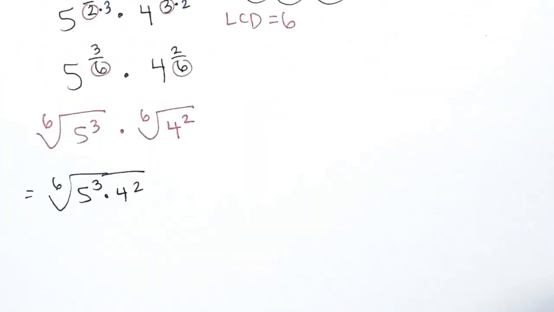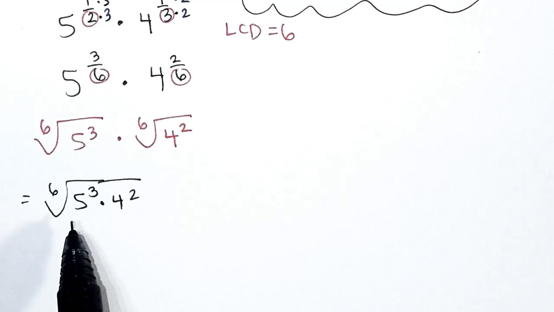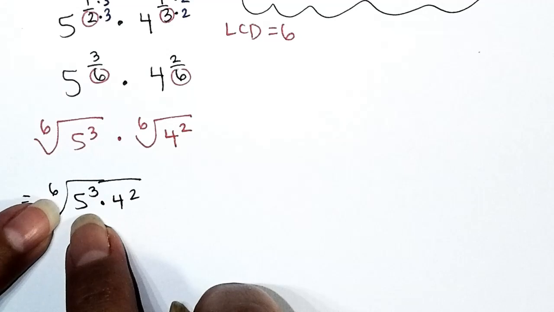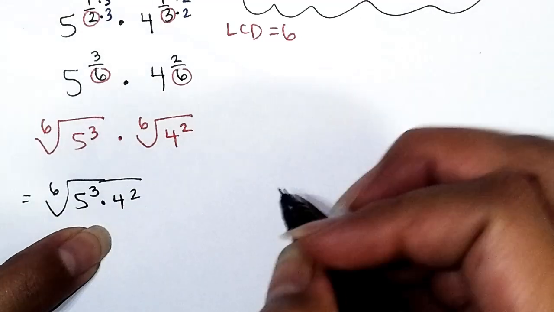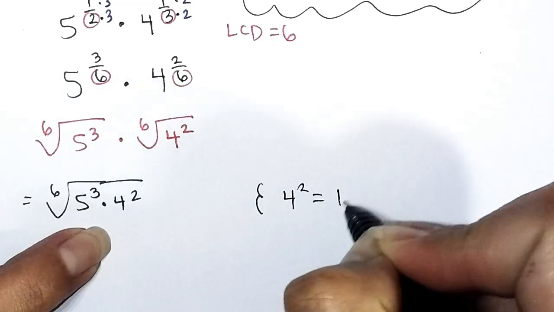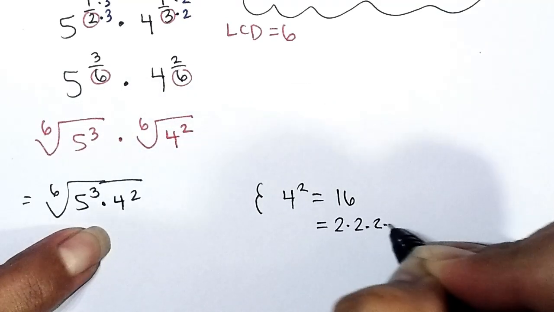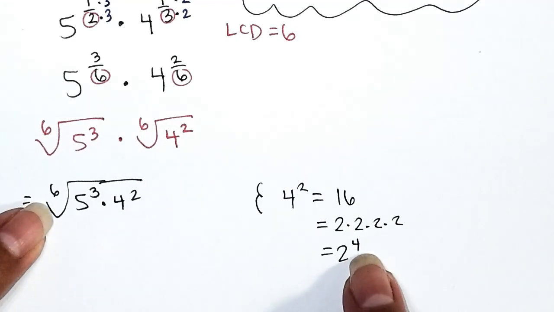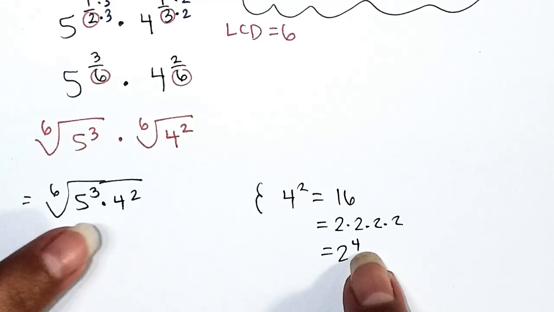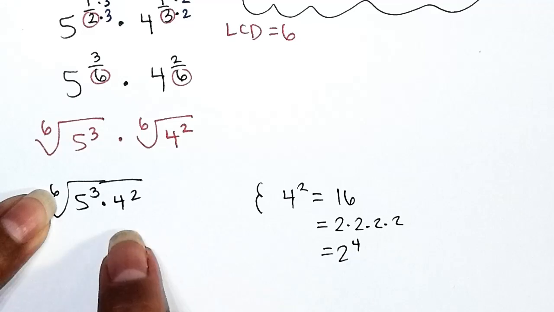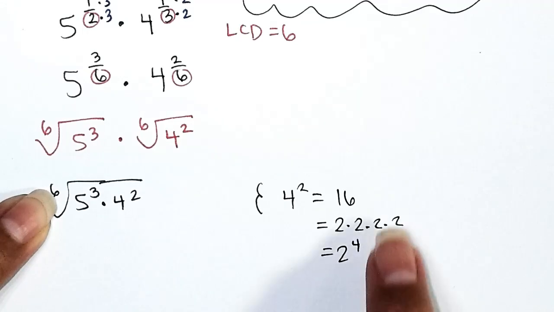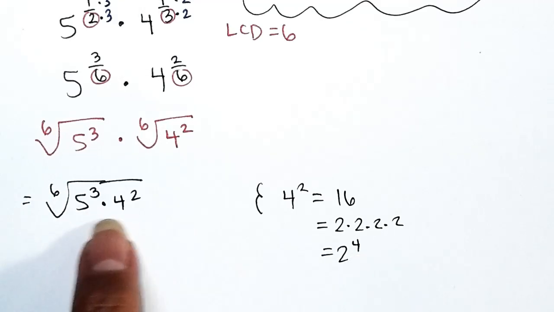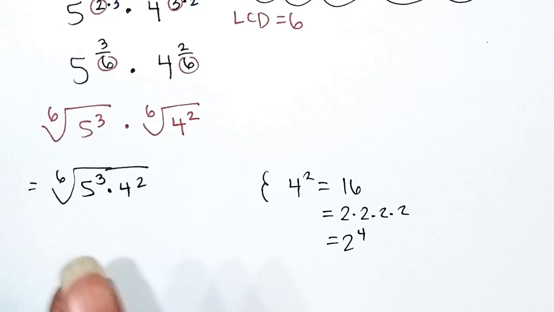Now the question is, can we simplify this? 5 is a prime number, and in this case we don't have enough 5s to come out. 4 is not a prime number, but let me write 4 squared. 16 is the same as 2 times 2 times 2 times 2, or 2 to the 4th. In this case we don't have enough 2s to come out, so what I want to get at is that the 6th root of 4 squared, or the 6th root of 16, or the 6th root of 2 to the 4th, is already simplified. So let's simplify the radicand, and then box our answer with confidence.